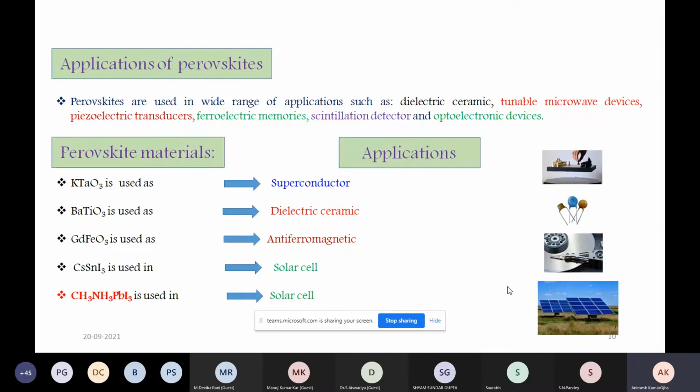For example, KTaO3 is used as a superconductor, BaTiO3 is used as a dielectric ceramic, ZnFeO3 is used as an antiferromagnetic material, SrTiO3 is used in solar cell as an inorganic energy harvesting material, and CH3NH3PbI3, which is methyl ammonium lead iodide. This is the hybrid perovskite, and it is used in making a perovskite solar cell. So I will be talking of this CH3NH3PbI3 as an energy harvesting material in order to construct a better perovskite solar cell.